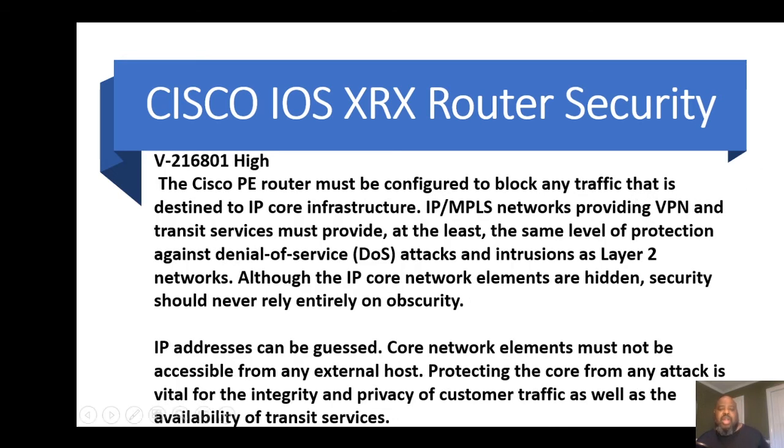The Cisco PE router must be configured to block any traffic that's destined to the IP core infrastructure. The IP networking providing VPN and transit service must provide at least the same level of protection against denial of service attacks and intrusion as a layer 2 network. Although the IP core network elements are hidden, security should never rely entirely on obscurity. IP addresses can be guessed. The core network elements must not be accessible from any external host. Protecting the core from any attack is vital to the integrity and privacy of customers' traffic, as well as the availability of the transit service.